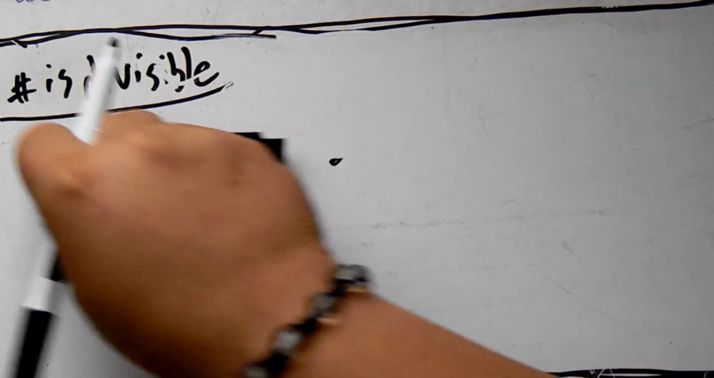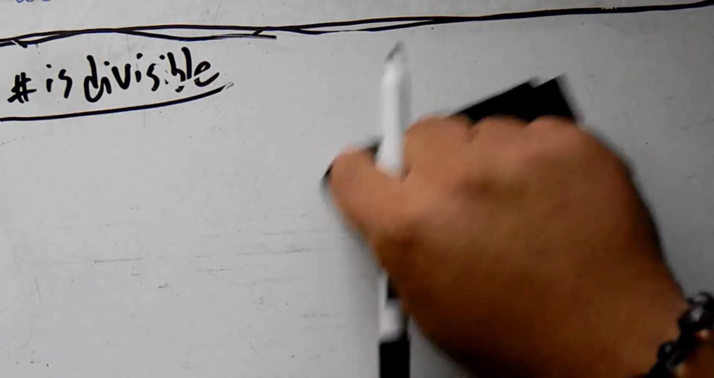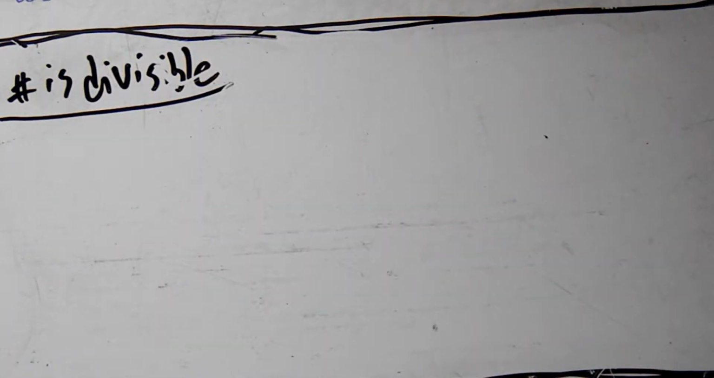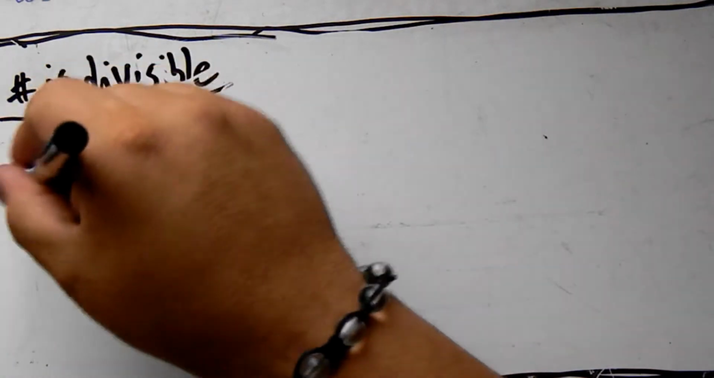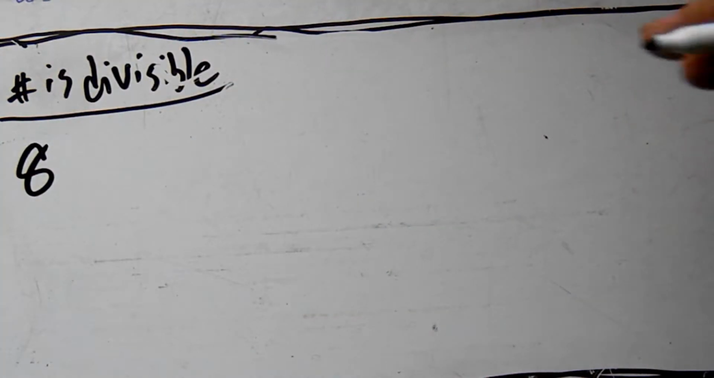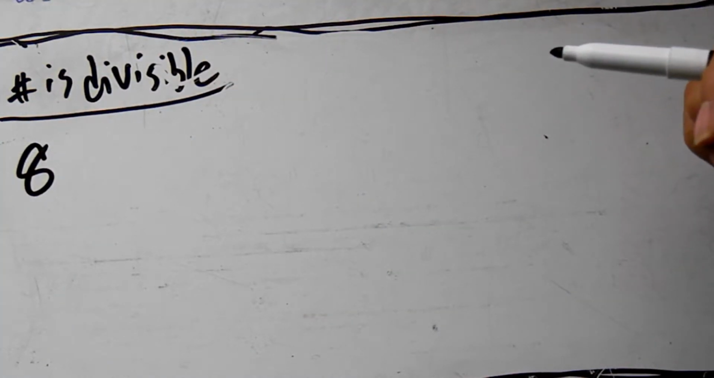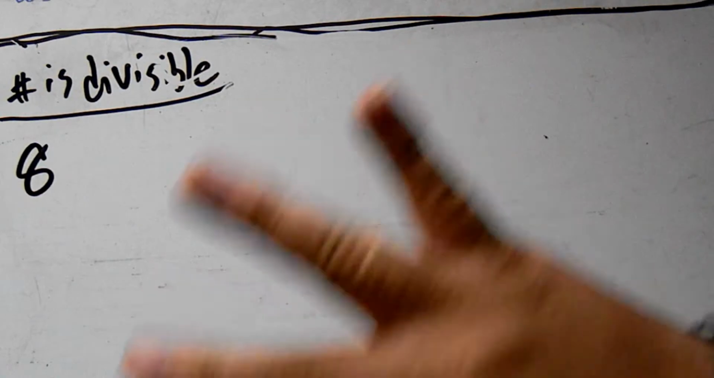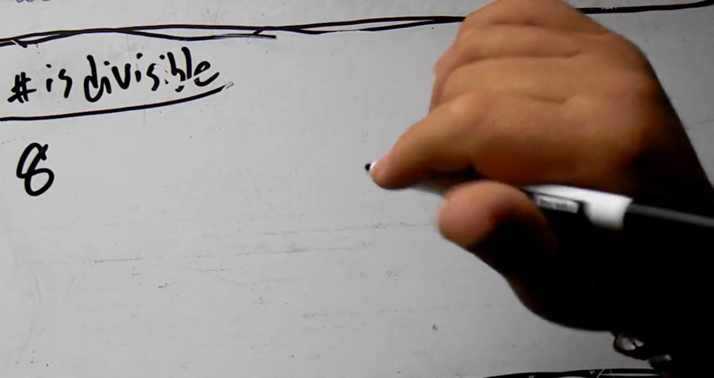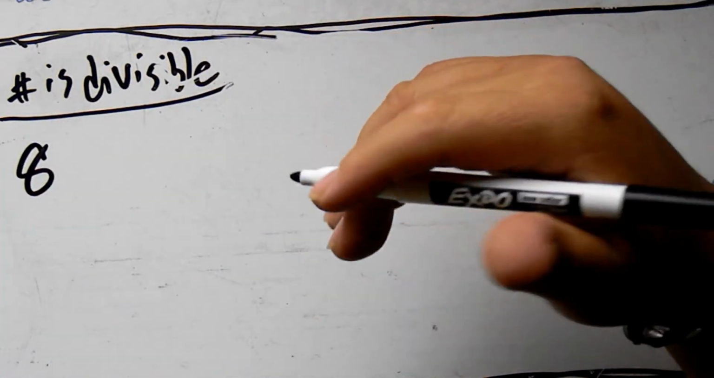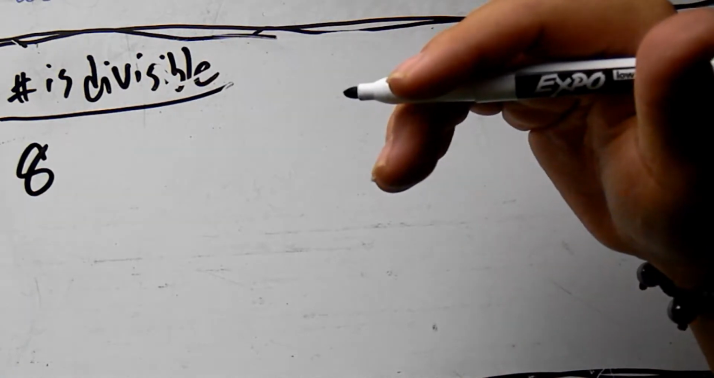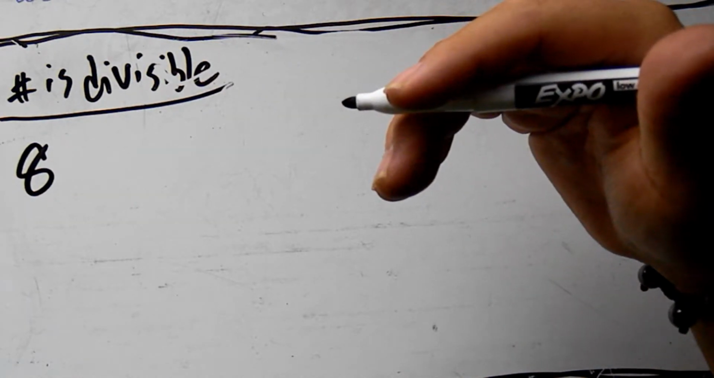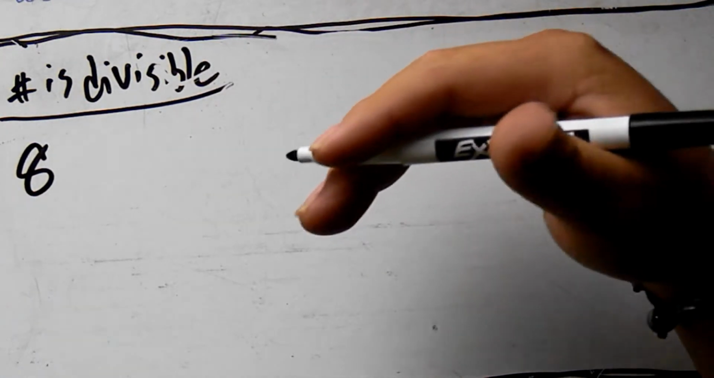So what about 8? The rule for 8 is that if the number that is formed by the last 3 digits is divisible by 8, then we can assume that the whole number is divisible by 8.